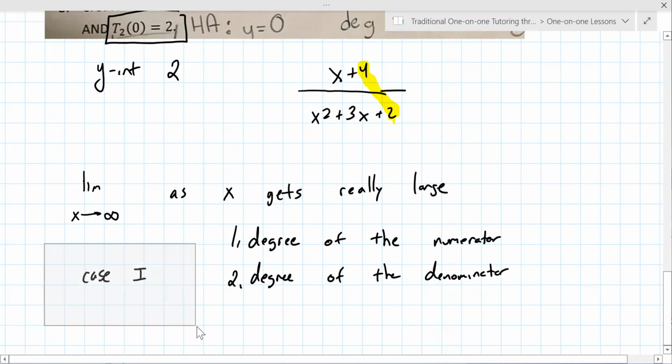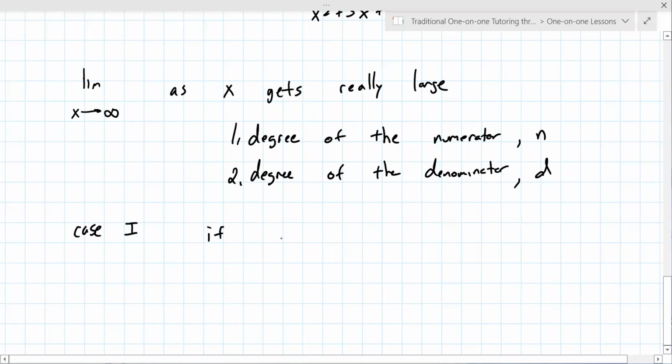Okay, so case 1. I use an N and a D to indicate the degree. Case 1, if N is less than D, and you're like, what does that mean? Let me give you an example. Let's say it's x plus 4 over x squared minus 9. The degree of the numerator is 1, the exponent of 1. The degree of the denominator is 2, the exponent of 2. Do you agree that the numerator is less than the denominator in terms of its degree?